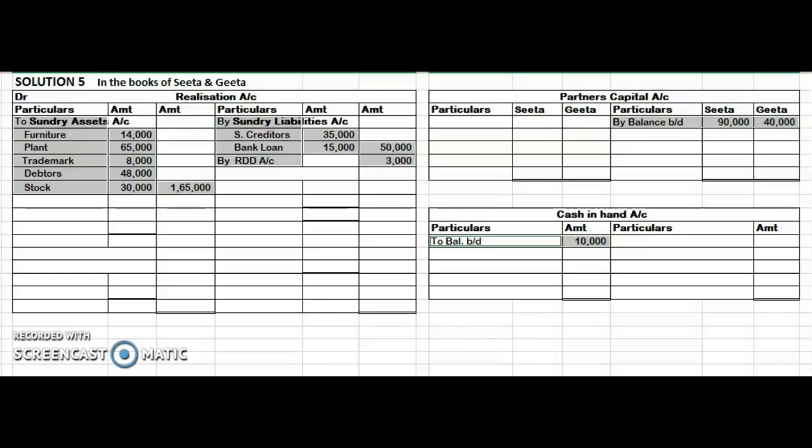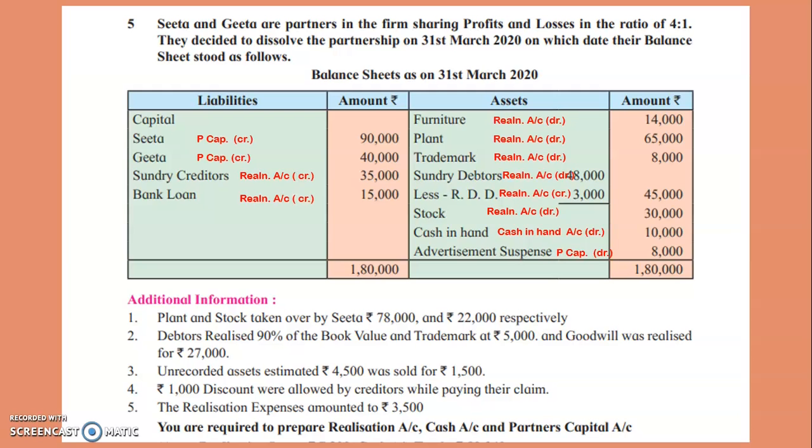Now here you see we have written the amount of debtors, 48,000 on the debit side of realization account and RD 3,000 on the credit side of realization account. Then advertisement suspense account to be written off by distributing it among the partners. So on the debit side of partners capital account, we write 6,400 in Sita's amount column and 1,600 in Geeta's amount column. 8,000 rupees is distributed in the ratio of 4:1.